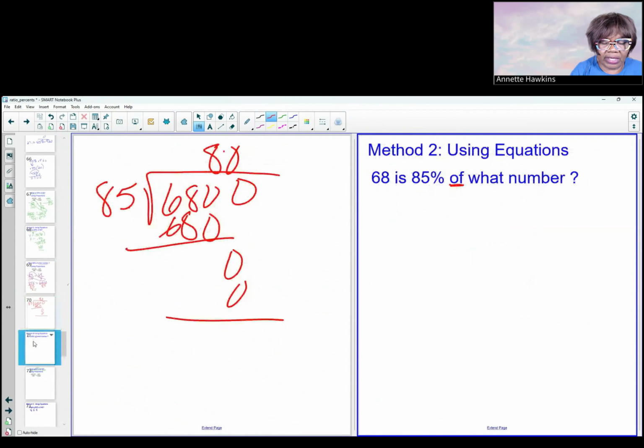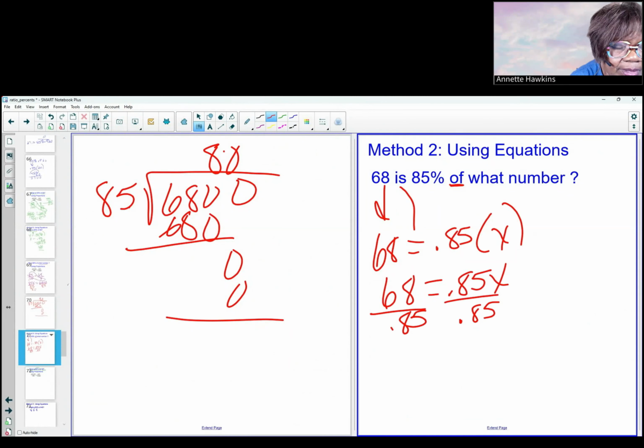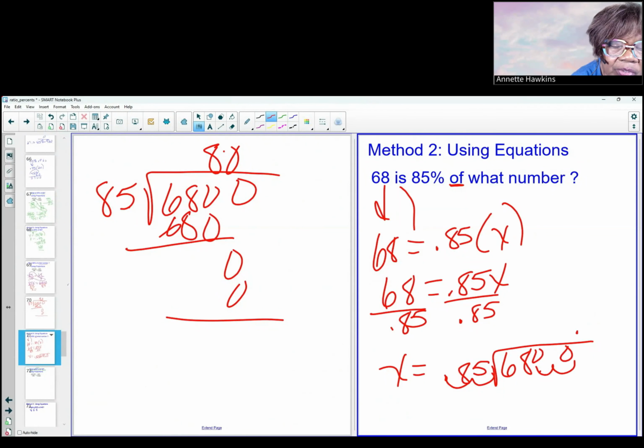All right, let's use the equation method. 68 is equal 85% as a decimal times what number? 68 equals 0.85x. Divide by 0.85. X equals, moving the decimal 1, 2, 1, 2. All right, so we put 8 here and 0. So we get 80.